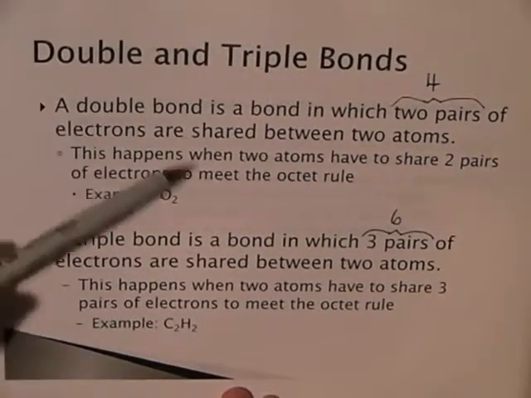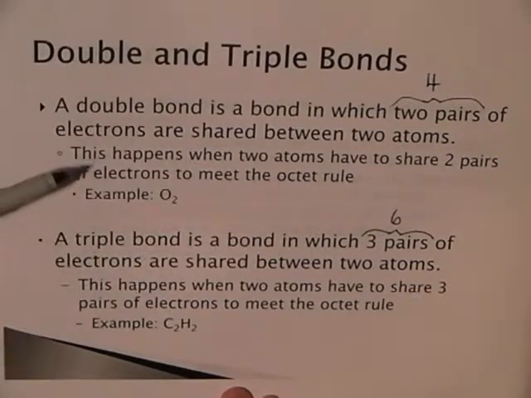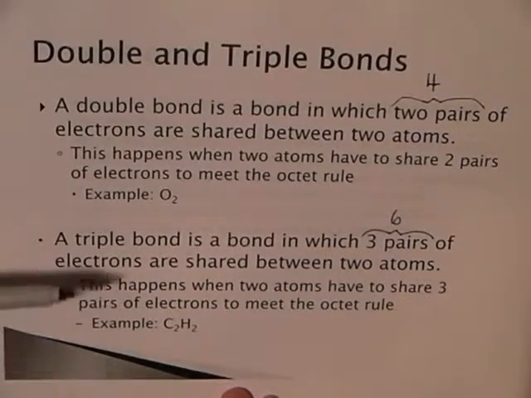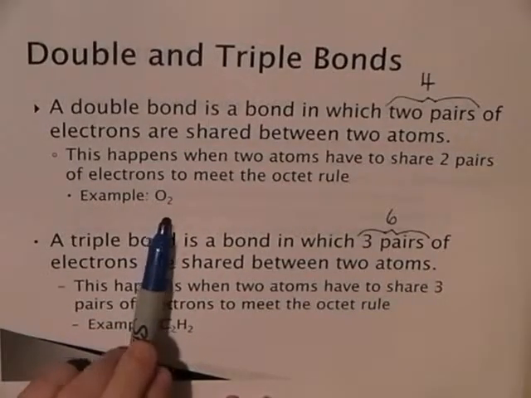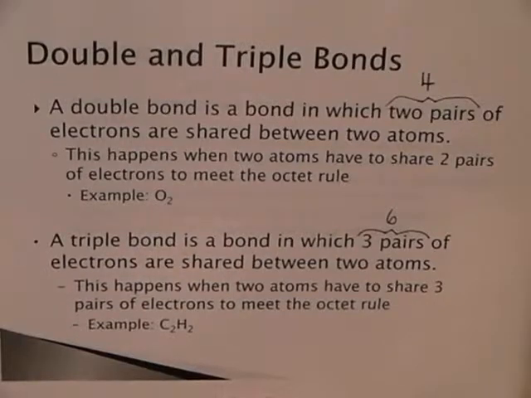So a double bond is a bond in which 2 pairs of electrons, or 4 electrons, are shared between 2 atoms. And as it says, this happens when 2 atoms have to share 4 electrons or 2 pairs of electrons in order to meet the octet rule. Oxygen is one of those examples. If you remember correctly, before break we talked about the fact that oxygen is most likely going to exist as O2. It's going to bond with itself if it has nothing else to bond with, because it's generally so reactive. It doesn't have a choice but to share with each other, just so that it becomes a little more stable.